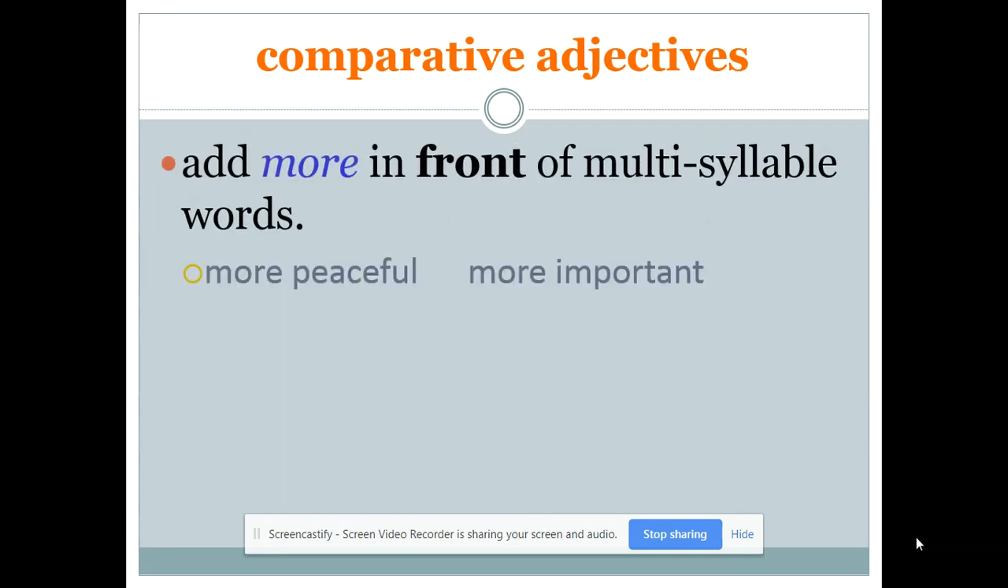If it's a longer word, two syllables with a suffix like -ful, or a longer word than that, three or more syllables, generally you make the comparative form by just adding the word more. More peaceful, more important. You could say peacefuler. Some people would. It's not technically wrong. It's just kind of non-standard. But anything longer than that, you'd hear it sounds kind of weird to say importanter.